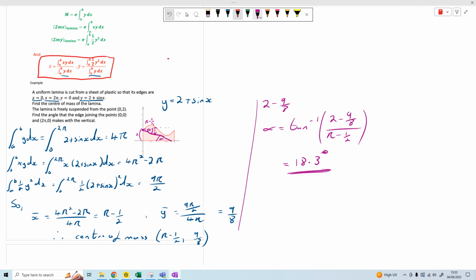So key bits: the formulas in the red box are going to be really, really important for us. And then if we need an angle, draw a little diagram, think about what lengths you want, and whether you need to add something on or take it away. Apart from that, we're going to look at solids in the next video. Okay, so I'll see you in the next video.